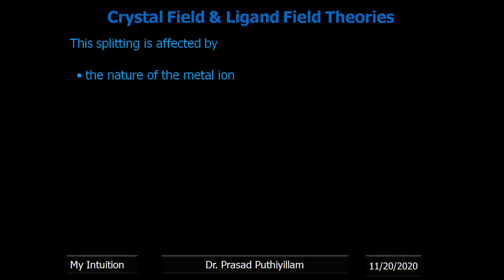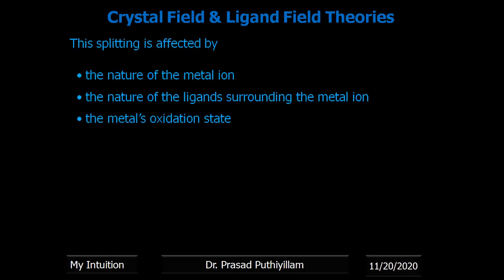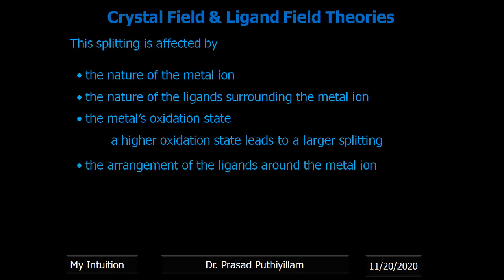Which are the parameters that affect the splitting? The nature of the metal, the nature of the ligands surrounding the metal, meaning whether it is a weak field ligand or strong field ligand, and the metal's oxidation state. We discussed the oxidation states in the previous class, +1, +2 up to +8 for various transition metals, and which are the stable oxidation states. A higher oxidation state leads to larger splitting. The arrangement of ligands around the metal ion also contributes towards the splitting.